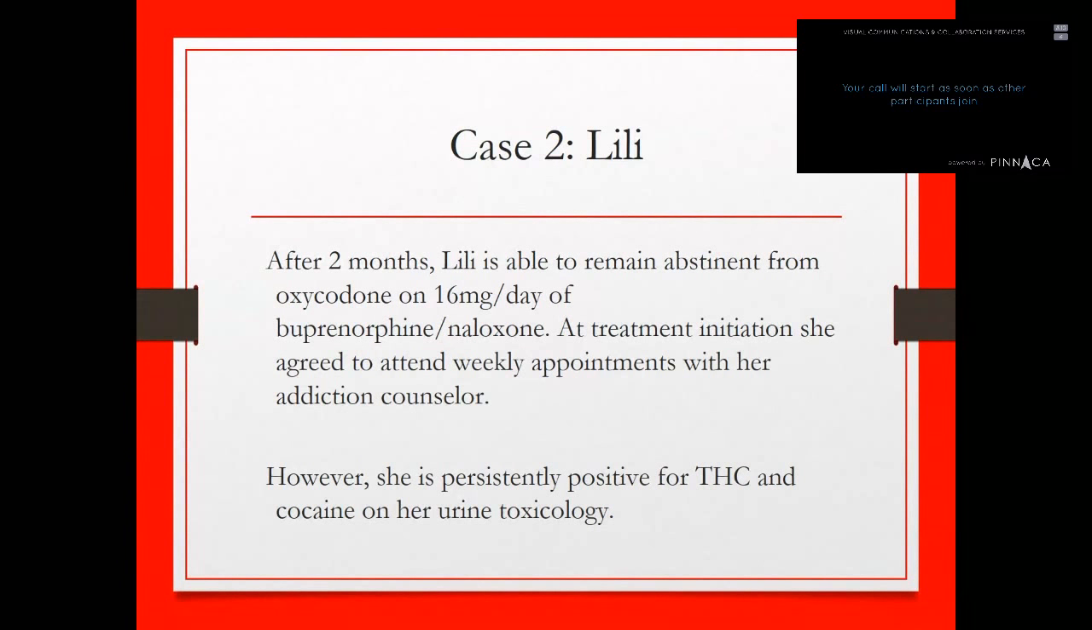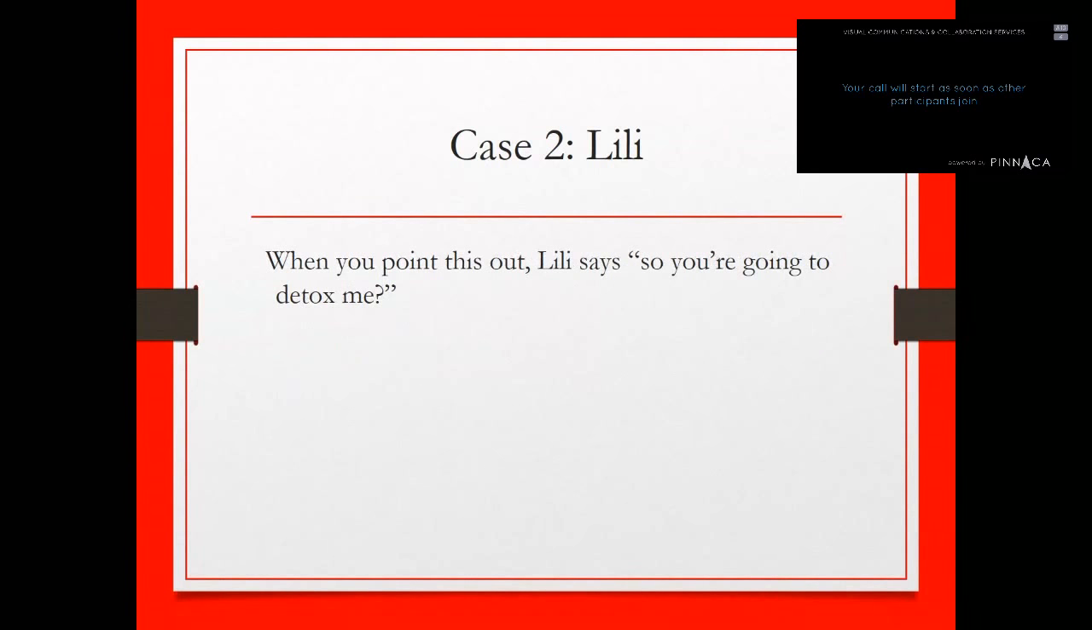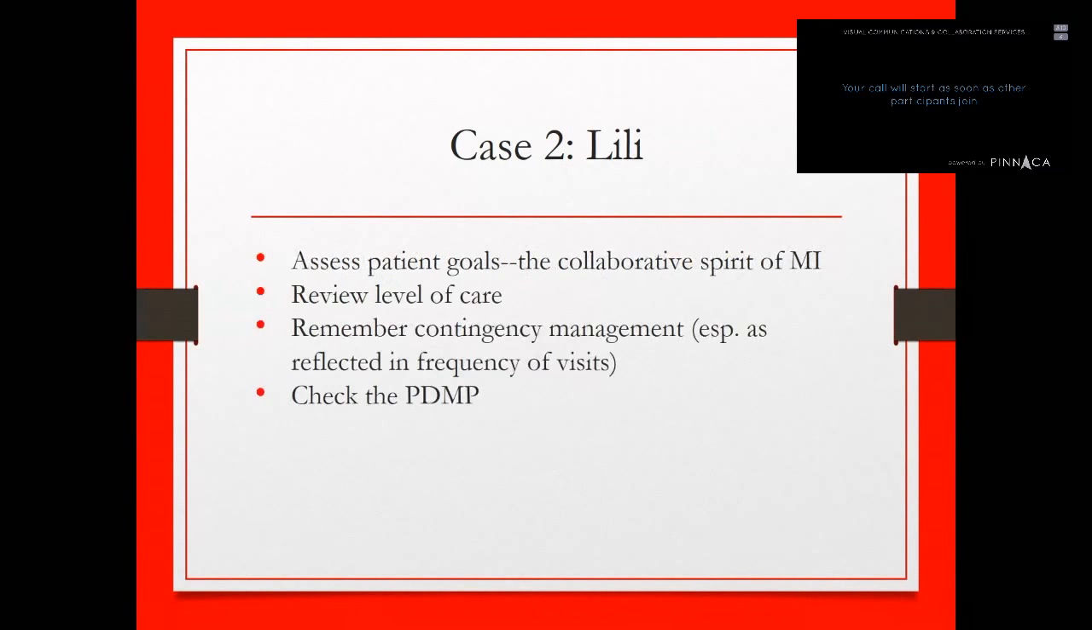At treatment initiation, she agreed to attend weekly appointments with an addiction counselor, but she keeps coming up positive for cannabis and cocaine on her urine toxicology. So she says, what are you going to do about it? Detox me? So any thoughts? Should we kick Lili out of treatment?